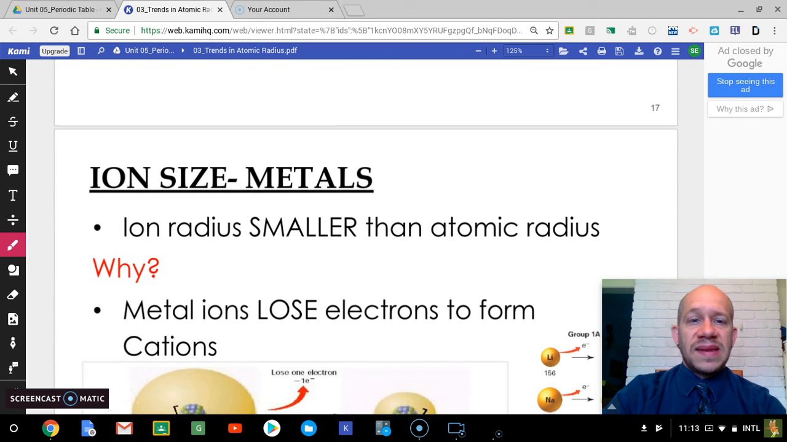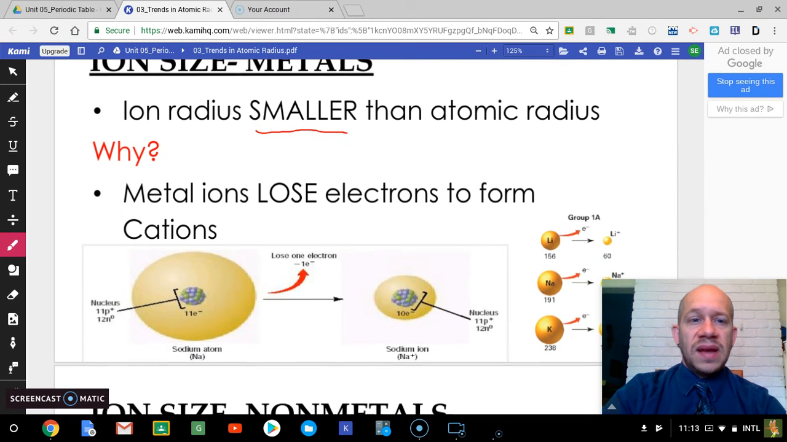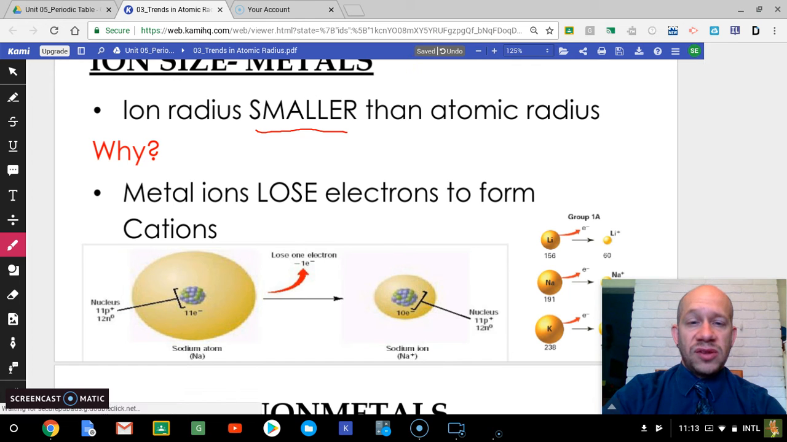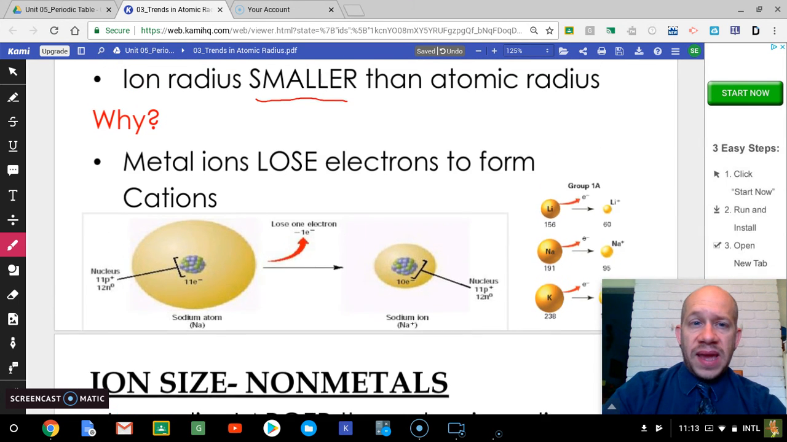Recall ion size in metals. The ion radius is smaller than the atomic radius because metals lose electrons to form cations. So for example, with a sodium atom, when I lose 1 electron, I've now decreased the electron shells by 1. Therefore, I'm getting a smaller ion, and that trend is true for all cations.